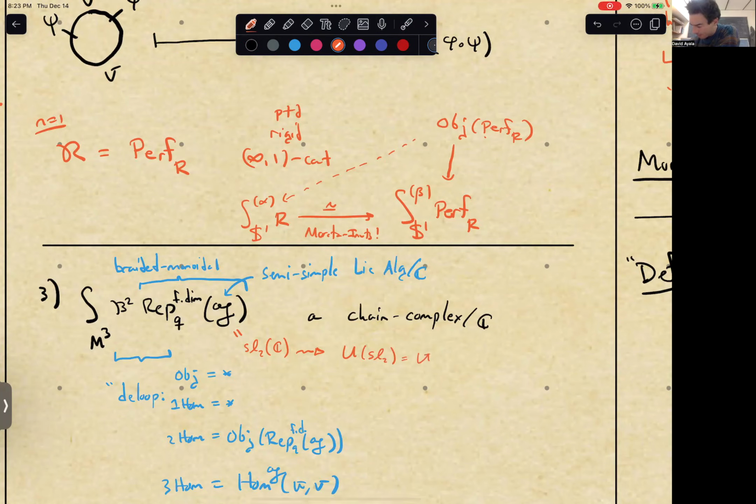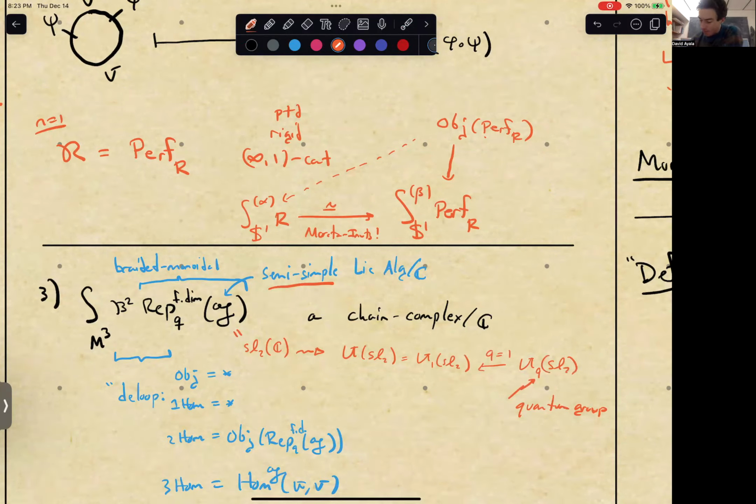of a family of Hopf algebras that are all quasi-triangular, UQ SL2. So this is the quantum group. And one uses the semi-simplicity to figure out what exactly this deformation of that Hopf algebra is.